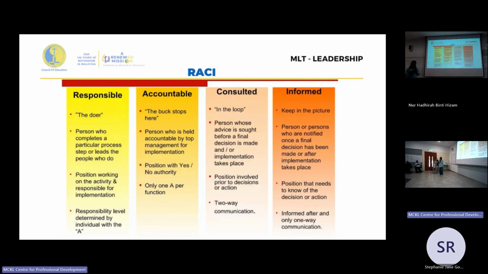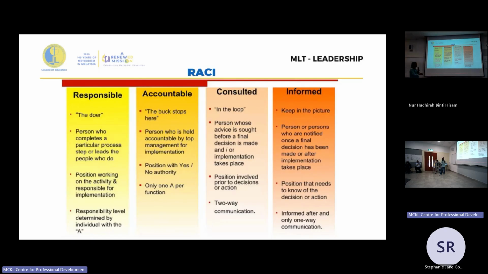Got it? So the advisor can be your principal, because the principal can give you ideas. Or the advisor can be someone from external, when you're doing any project.